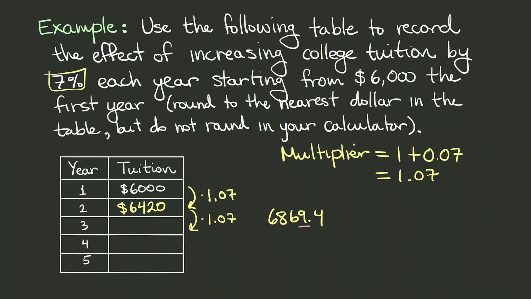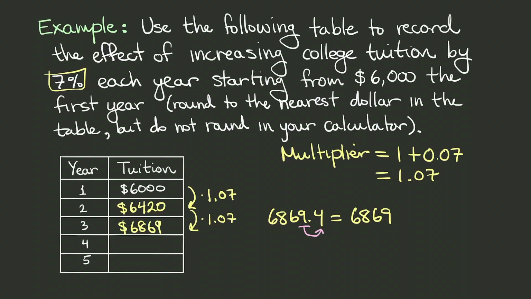So we're going to look at our whole number here, move over to the tenths place. That's less than 5. And so we just cut that off and round to 6,869. So we have $6,869 for the third year. Now our instructions told us to round to the nearest dollar in the table, but do not round in your calculator or in your calculations.